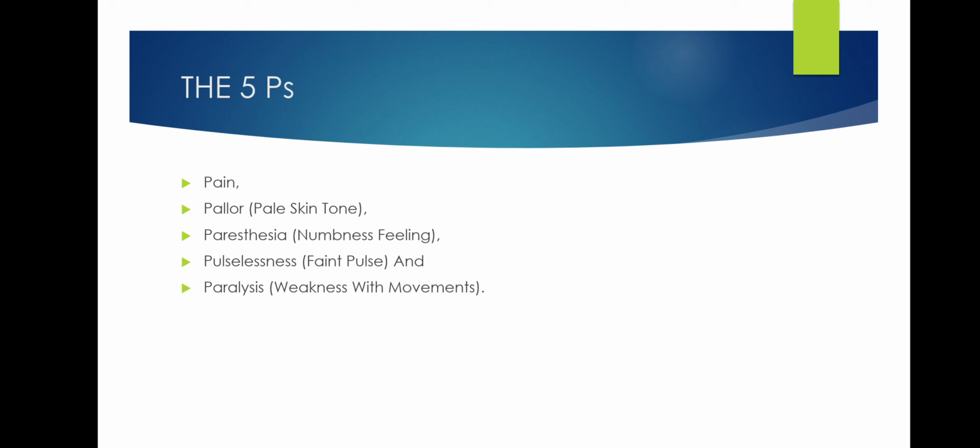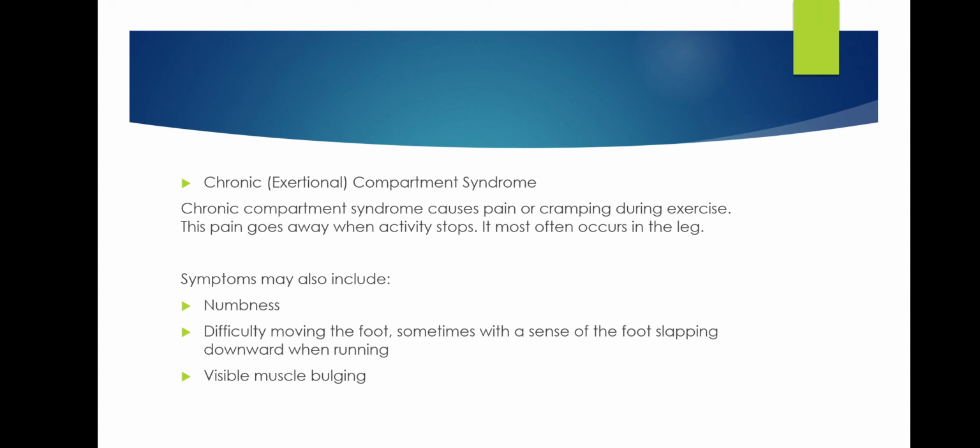There is a mnemonic to remember the symptoms of compartment syndrome: the 5 P's. Pain; pallor, which is basically the skin tone will look a bit pale; paresthesia, so they'll complain of numbness; pulselessness, when you try and feel the pulse it will be faint; and paralysis, basically weakness with movements, okay?